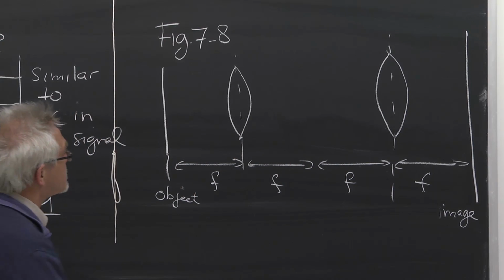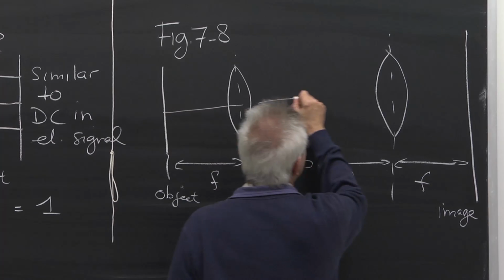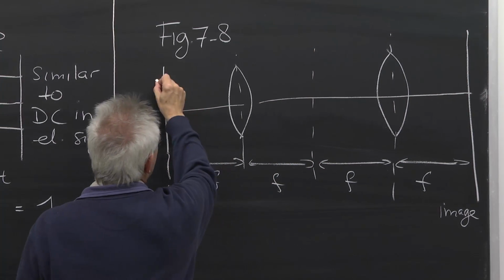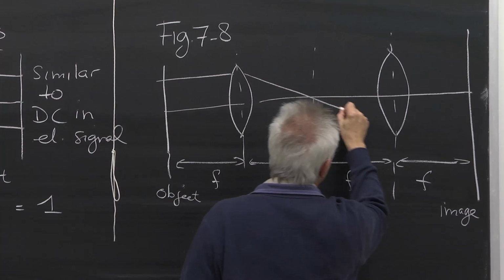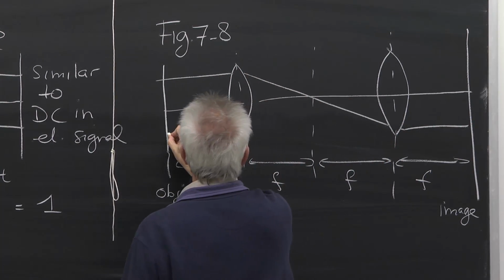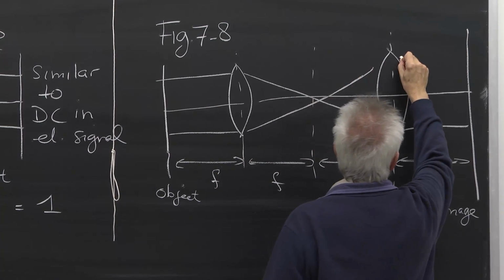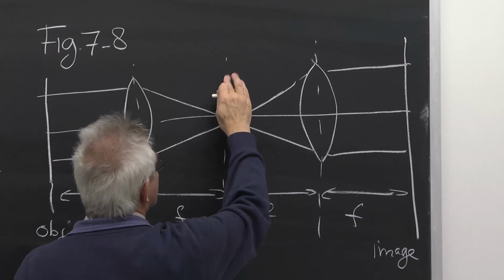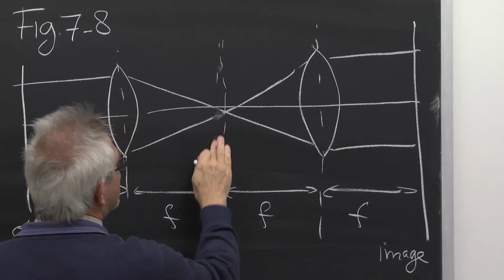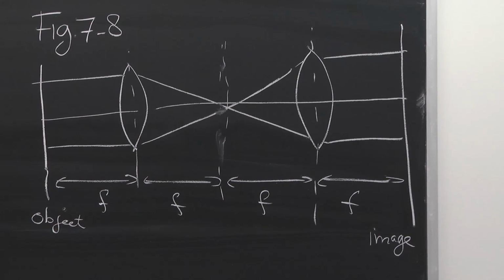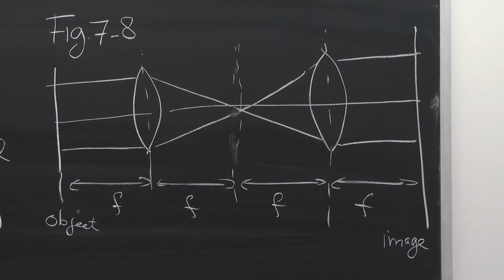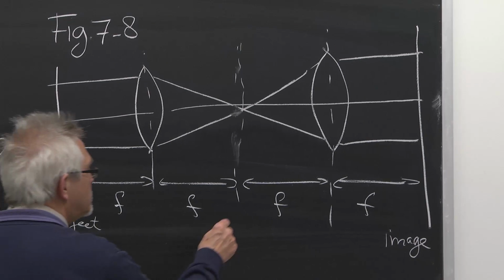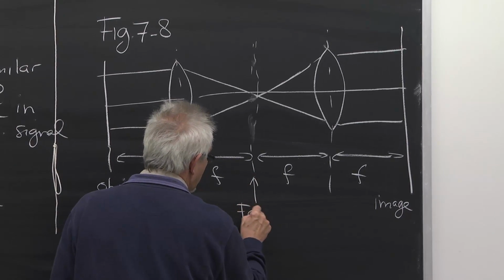And what you now have is, if you go here, and this is the focal point there, you basically get something that looks like this. And this is going directly through the focal point of both lenses. So now this thing is called the Fourier plane.